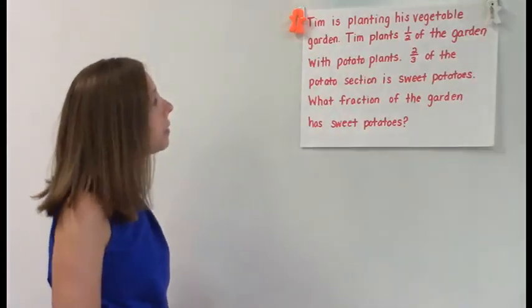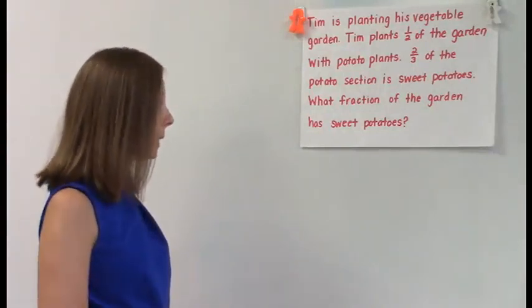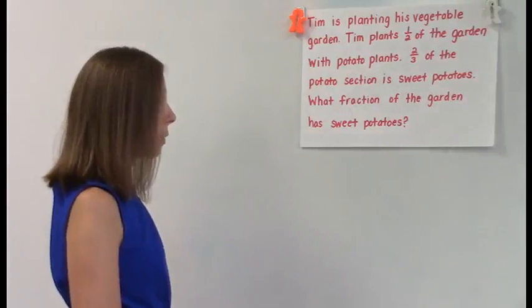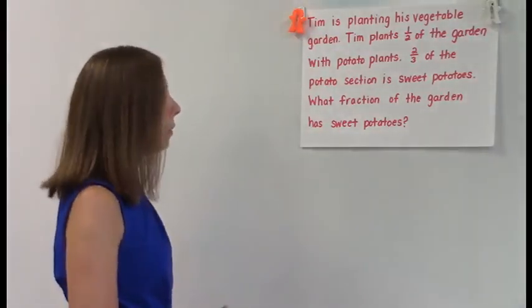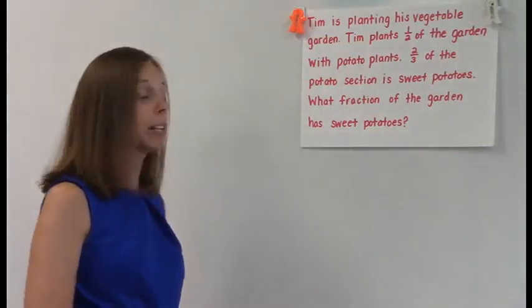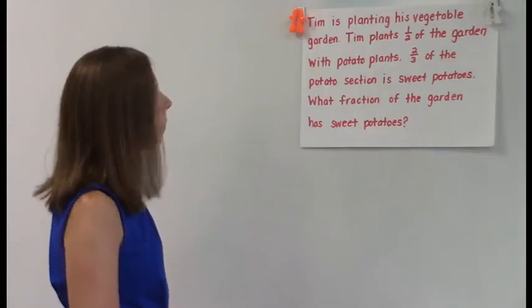Tim is planting his vegetable garden. Tim plants 1/2 of the garden with potato plants. 2/3 of the potato section is sweet potatoes. He really likes potatoes. What fraction of the garden has sweet potatoes? So let's take a look into the problem and see what's important.